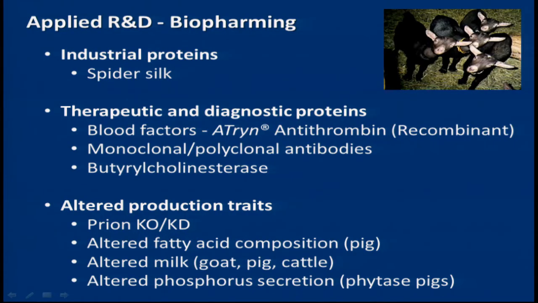People have also made animals, both sheep, goat, cows, that have altered production traits, also pig. So this includes prion knockout or knockdown, so these animals would not be able to get mad cow's disease. In fact, one company has used this prion knockout in cattle because they're producing human polyclonal antibodies in the cattle. And so you wouldn't want to have the problem of worrying about prions. Altered fatty acid composition in pigs, altered milk in goat, pig, and cattle, and altered phosphorus secretion in pigs. So the phytase pigs were able to utilize phosphorus much more efficiently, so they excreted less phosphorus in their waste.